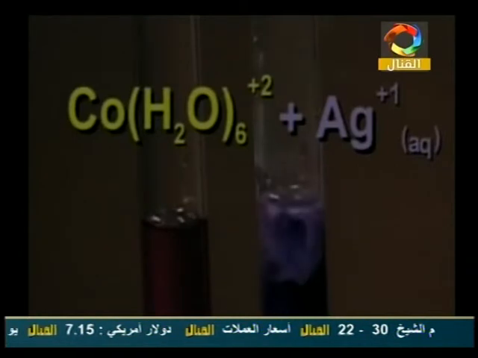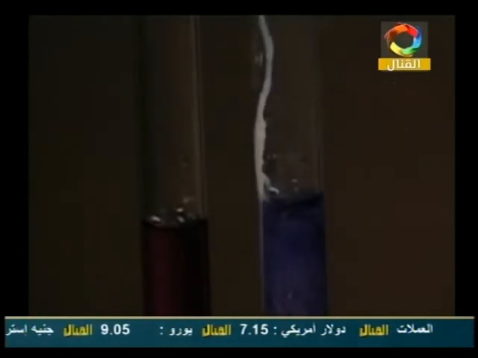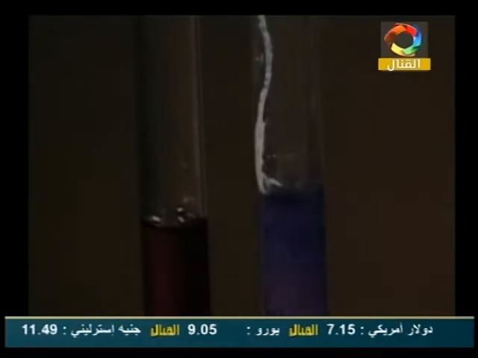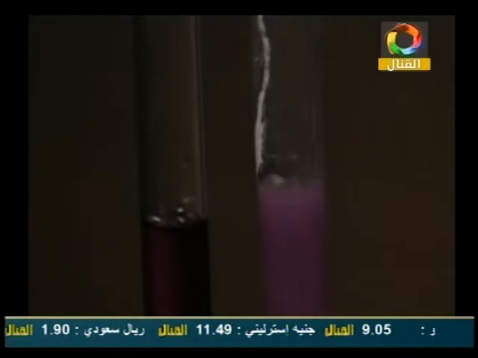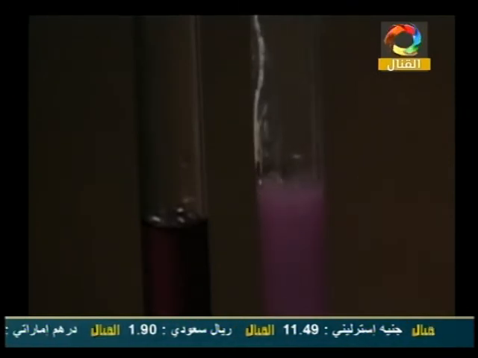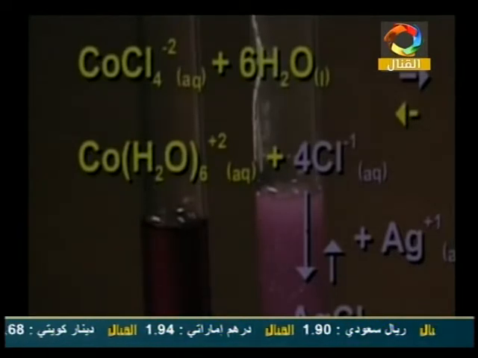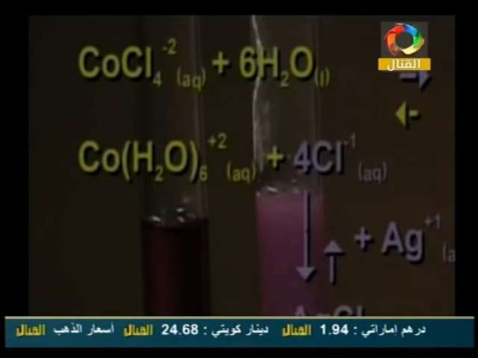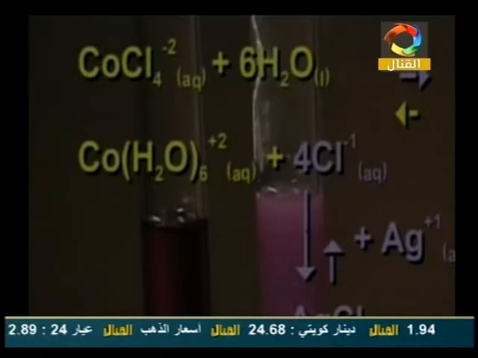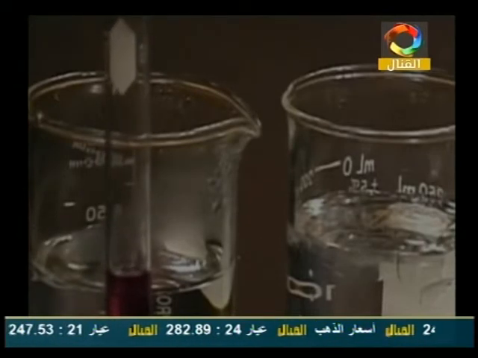Now there is a change of color by adding Ag+ to this hydrated cobalt water. You see the color change. Ask why is it changed? Is it changed to make a constant equilibrium? CoCl4 2- plus 6H2O will go in a different direction. Co(H2O)6 2+ plus 4Cl-, which reacts with Ag+ to be AgCl.